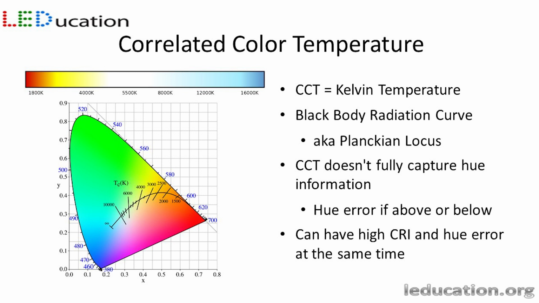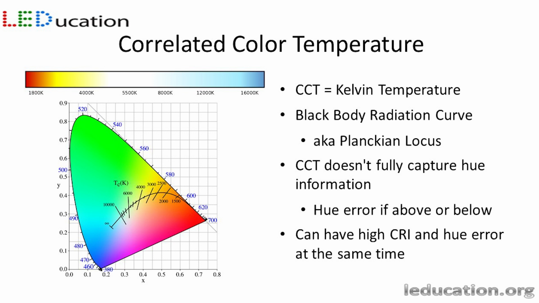The CCT, the correlated color temperature, doesn't fully capture the hue information. And there can be what's called a hue error if you are above or below the black body radiation curve. One important part about that is some folks confuse CRI and being exactly on the black body radiation curve.